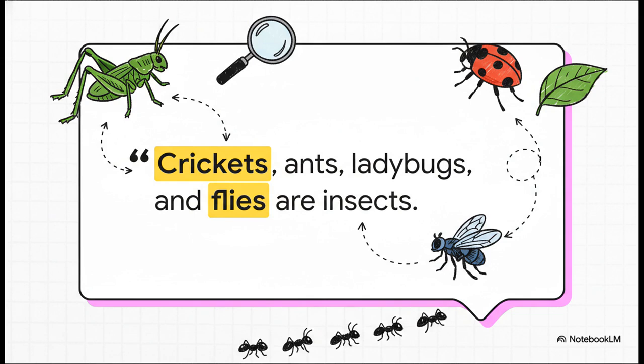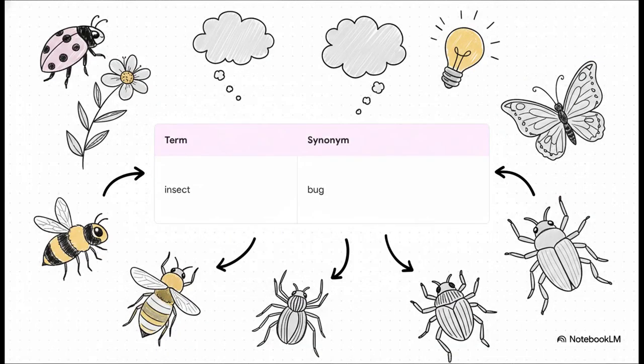And then it does something brilliant. It doesn't just leave you with the definition, it backs it up with concrete examples. So instead of just giving you the rule, it shows you the rule in action. You can immediately picture crickets and ants, and you instantly connect them to the definition we just saw. It just clicks.